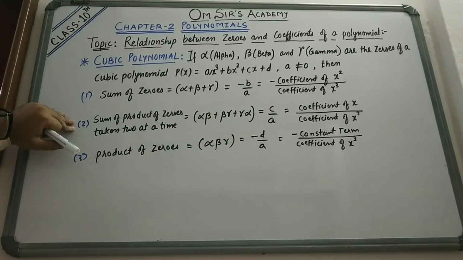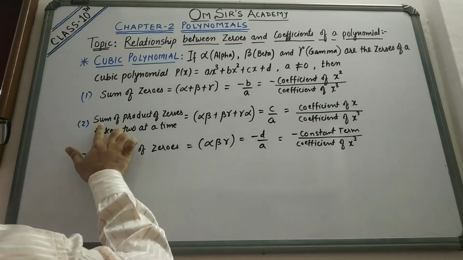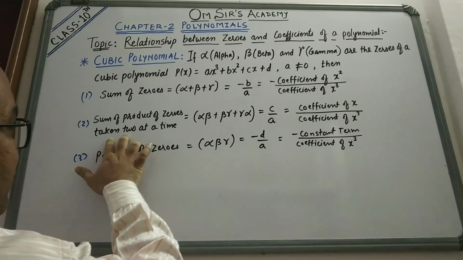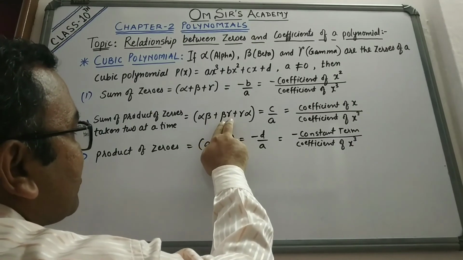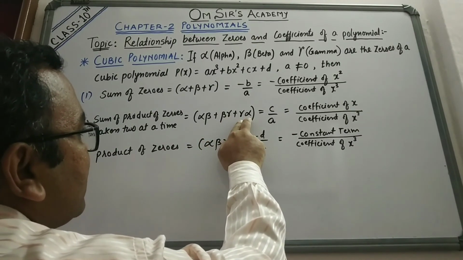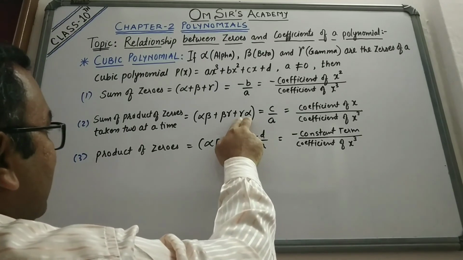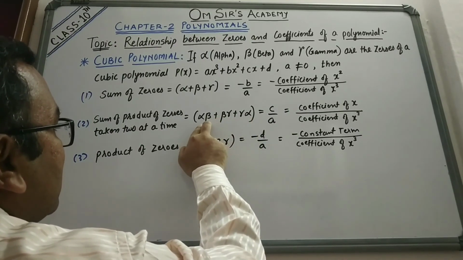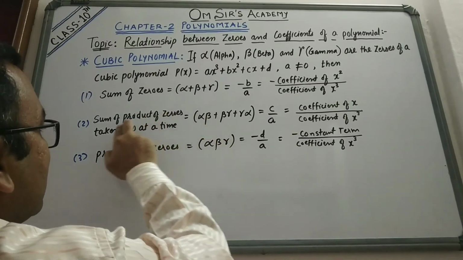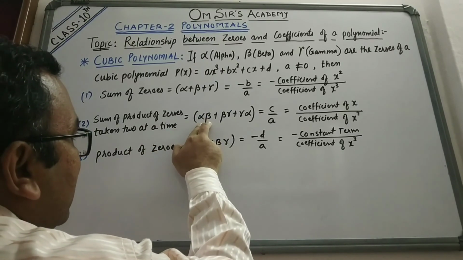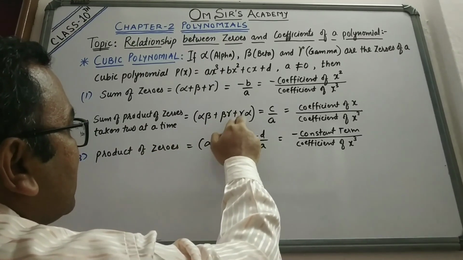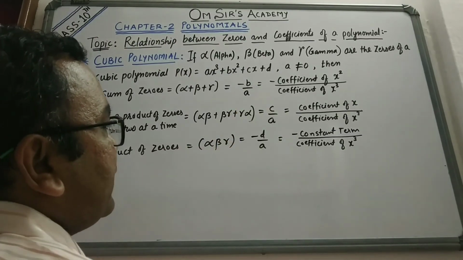And in the second case, sum of product of zeros taken 2 at a time. Is it clear? So we have to make a sum of the products of 2 zeros. Now see, the first 2 zeros' product is alpha beta, the second 2 zeros' product is beta gamma, and the third is gamma alpha. So we have to add all these. So sum of product of zeros taken 2 at a time, that is alpha beta plus beta gamma plus gamma alpha, is equal to c upon a.